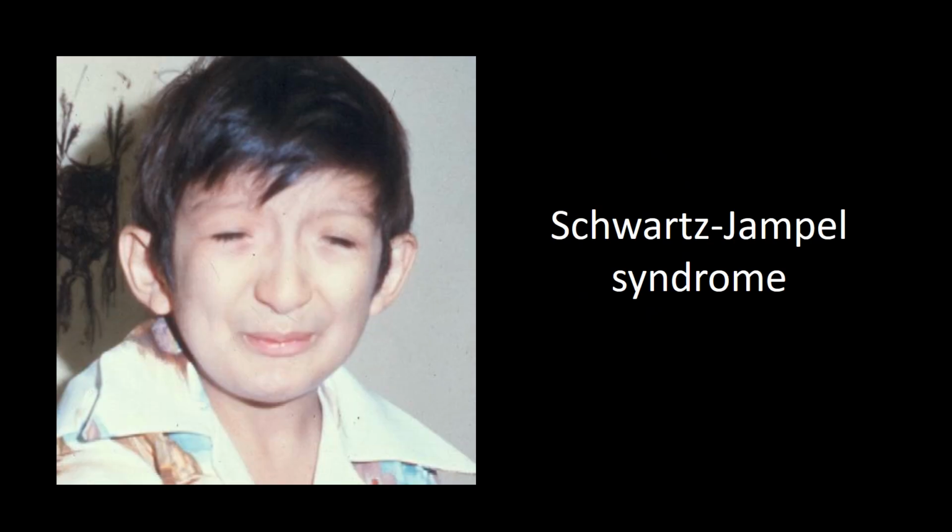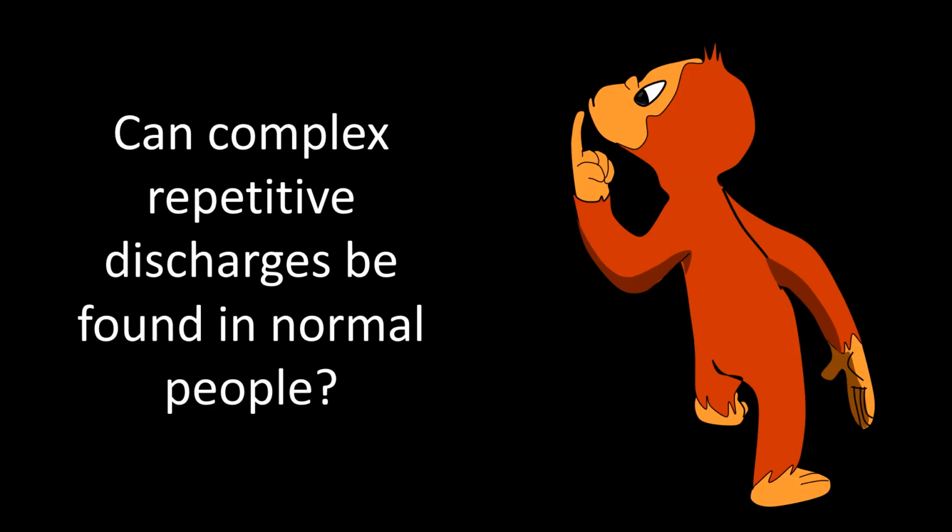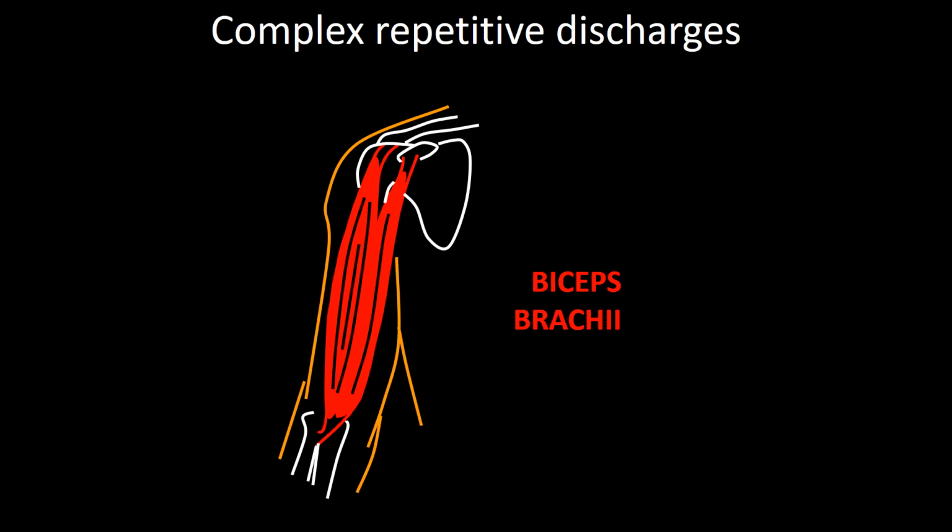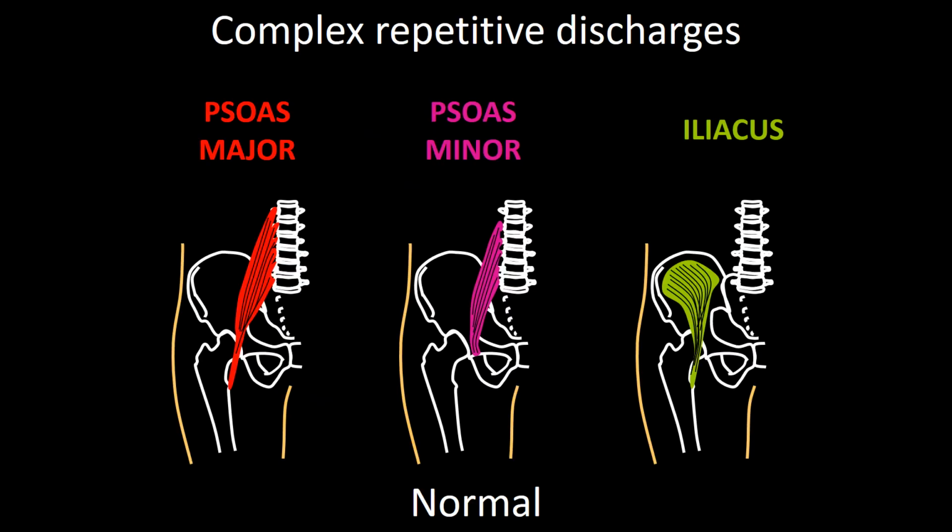7. Schwartz-Jampel syndrome. Patients with Schwartz-Jampel syndrome have a typical face that you see in this frame. This characteristic face is due to continuous facial muscle contraction. They are short. This condition is also called chondrodystrophic myotonia. Can complex repetitive discharges be found in normal people? The answer to this question is yes. Muscles cited with incidental complex repetitive discharges are the biceps brachii and the iliopsoas muscle.